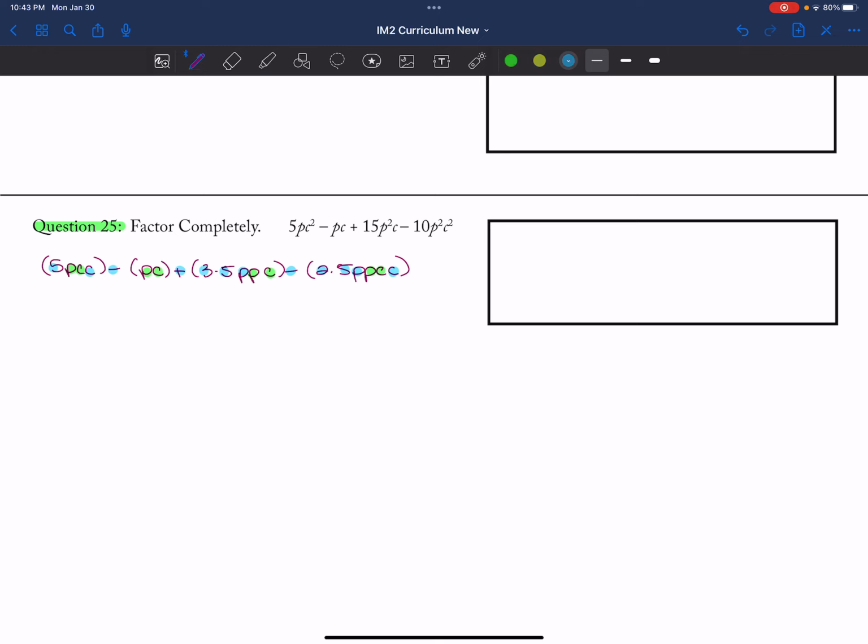And then this is technically multiplied by 1. So I am pulling out a PC. Remember, when I factor everything out of this term here, technically I'm still left with a 1 that's there. So PC times 5C minus 1 plus 15P minus 10PC. All right, and that's it for every odd question.